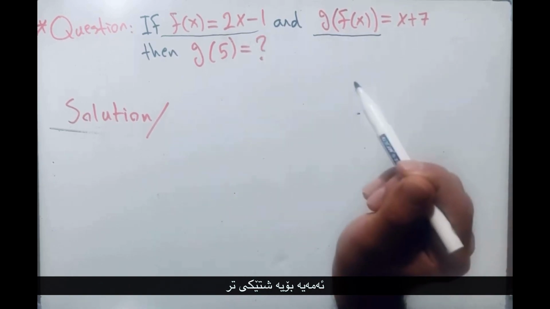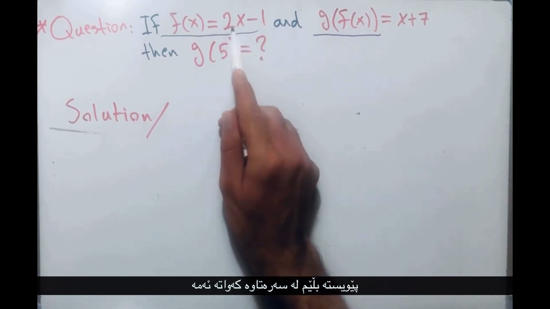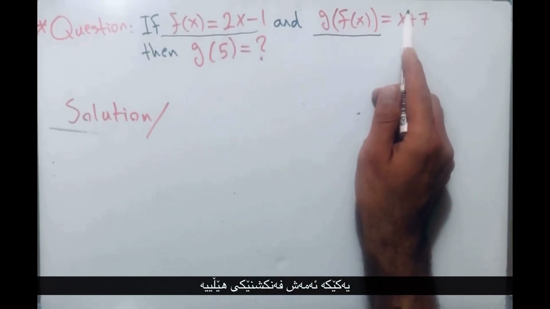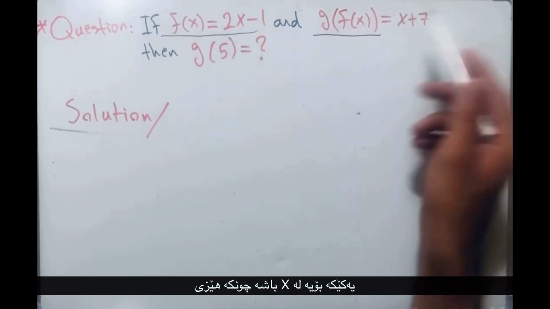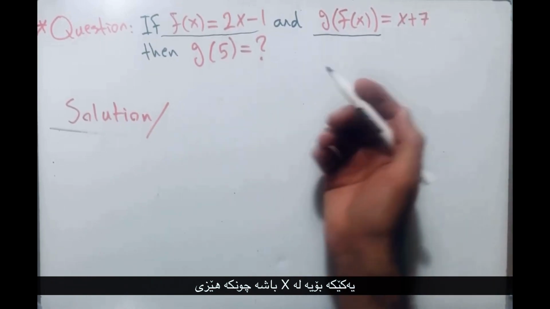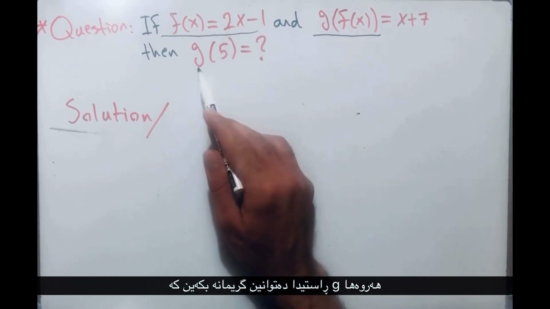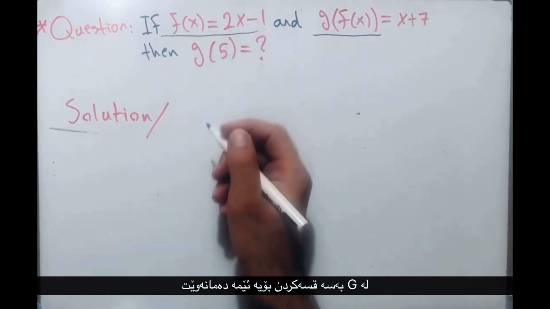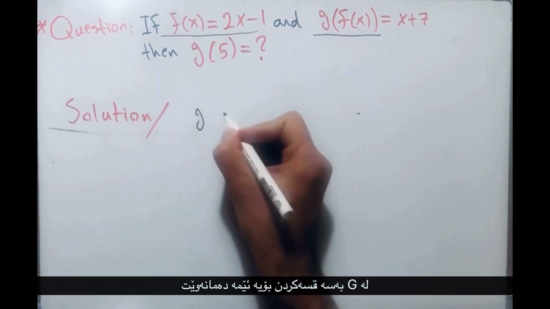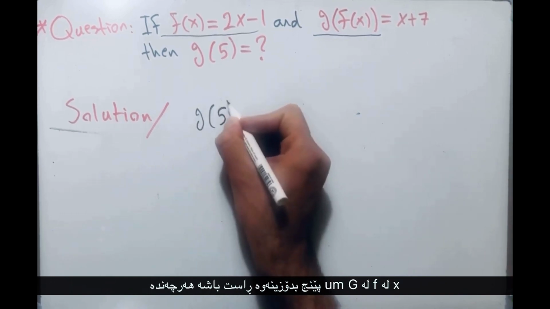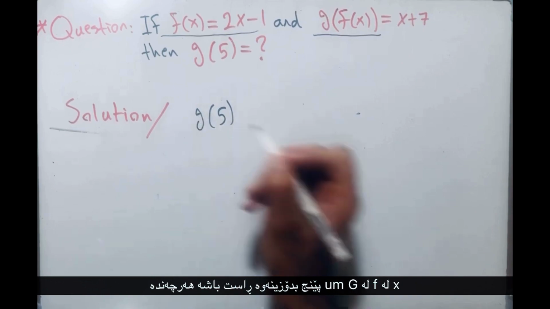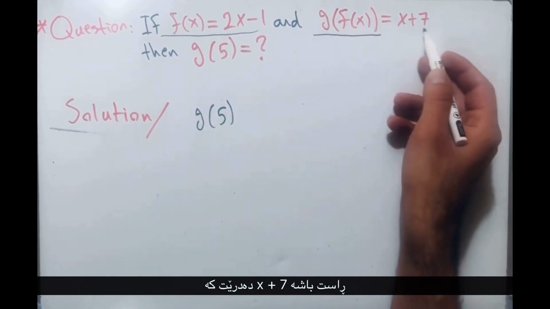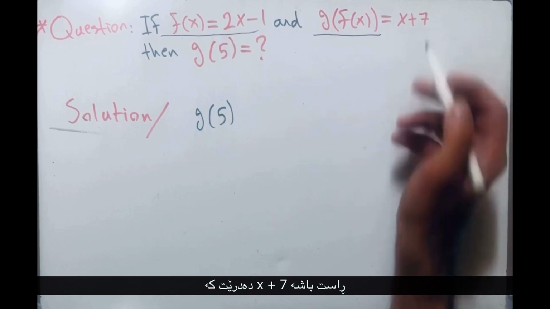One more thing I should say at the beginning. This is a linear function because the power of x is 1. This is also a linear function, because the power of x is 1. So we can assume that g is going to be a linear function. Now, enough talking. We want to find g of 5, right? However, g of f of x is given, which is x plus 7, right?